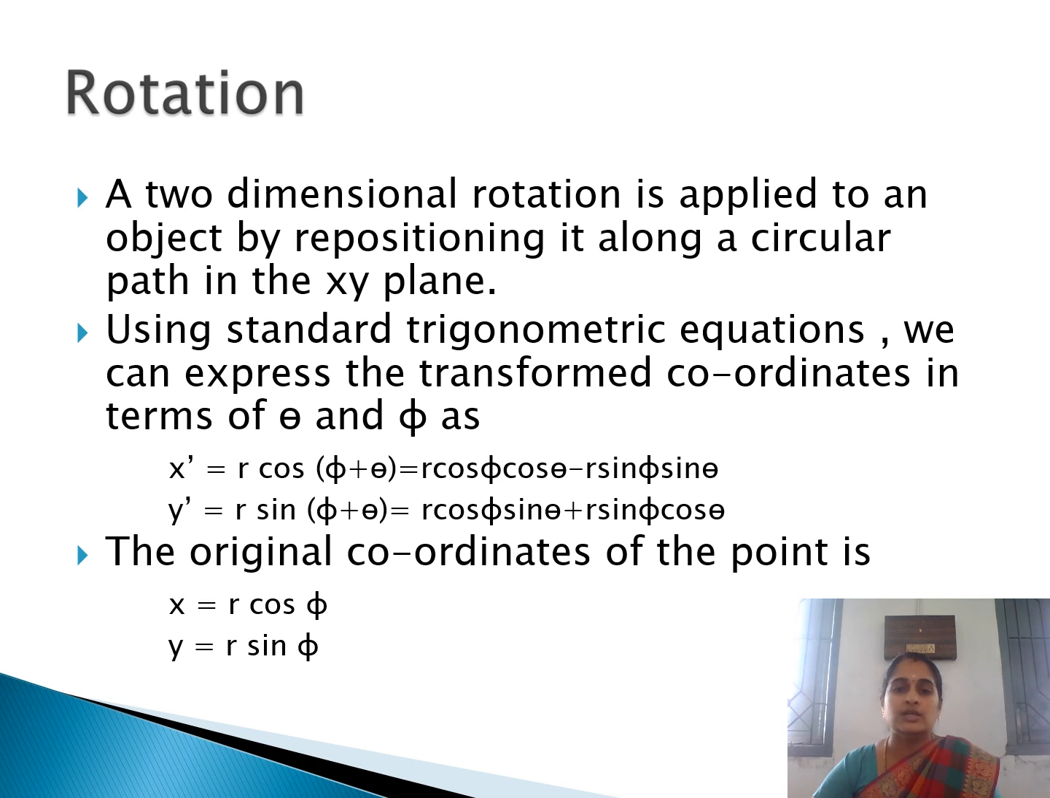The original coordinates are x is equal to r cos phi and y is equal to r sin phi. And the new rotated coordinates are x dash is equal to r cos of phi plus theta, which is equal to r cos phi cos theta minus r sin phi sin theta. Y dash is equal to r sin of phi plus theta, which is equal to r cos phi sin theta plus r sin phi cos theta.